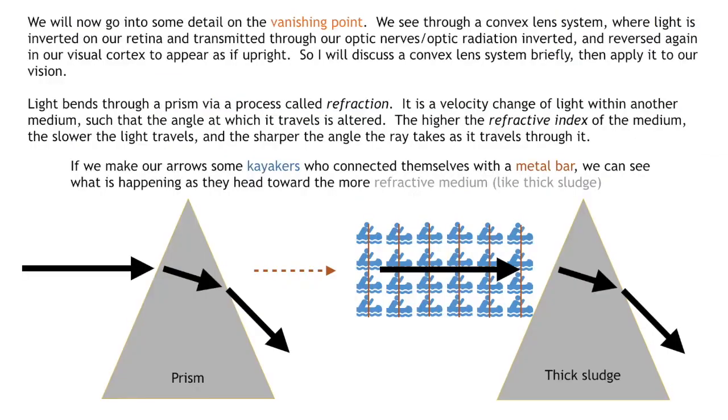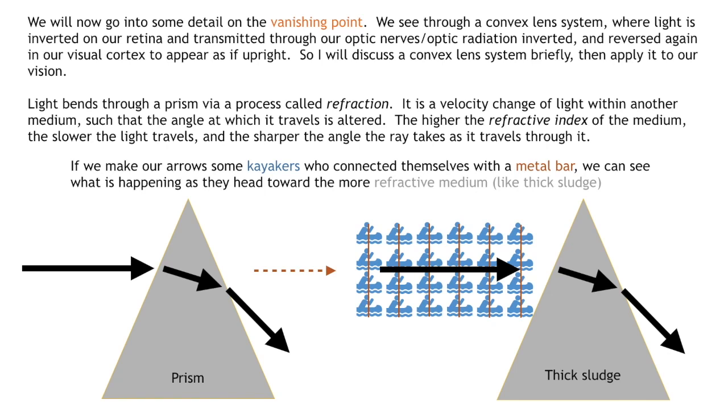So we will now go into some detail on the vanishing point. We see through a convex lens system where light is inverted on our retina and transmitted through our optic nerves and optic radiation in an inverted form, and is reversed again in our visual cortex to appear as if upright. So I'll discuss a convex lens system briefly, then apply it to our vision.